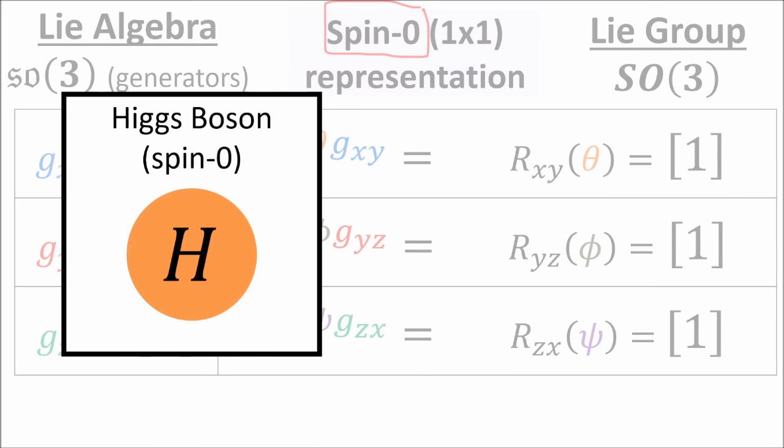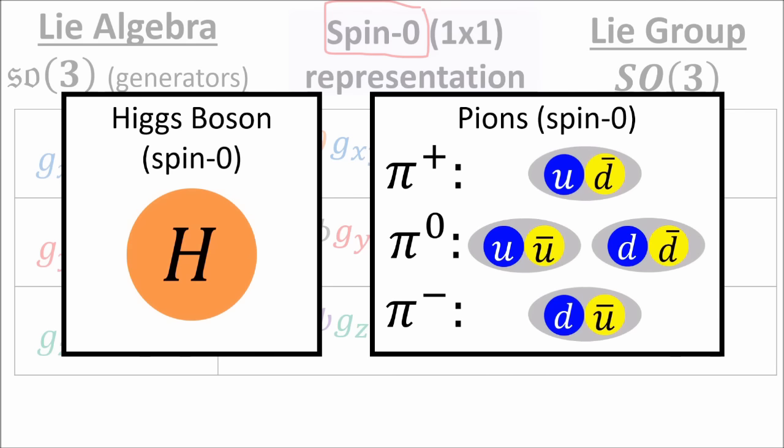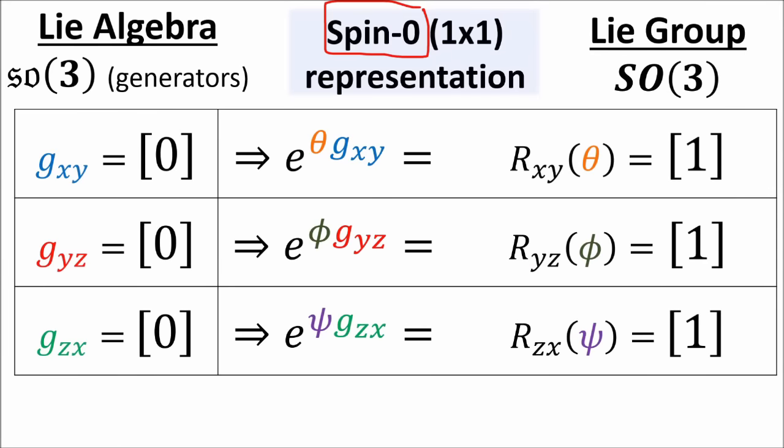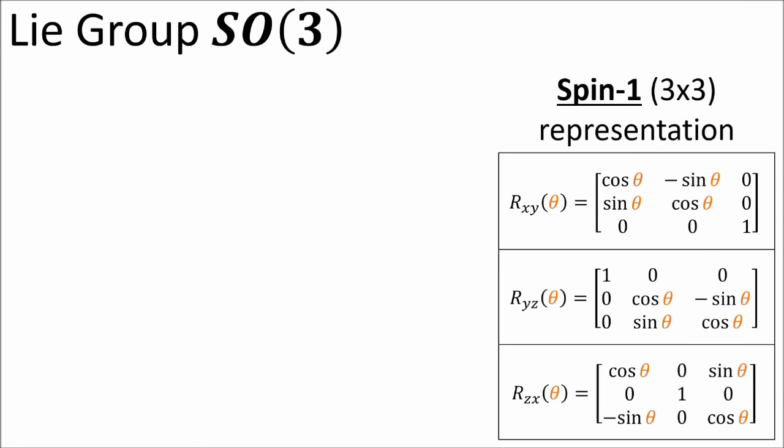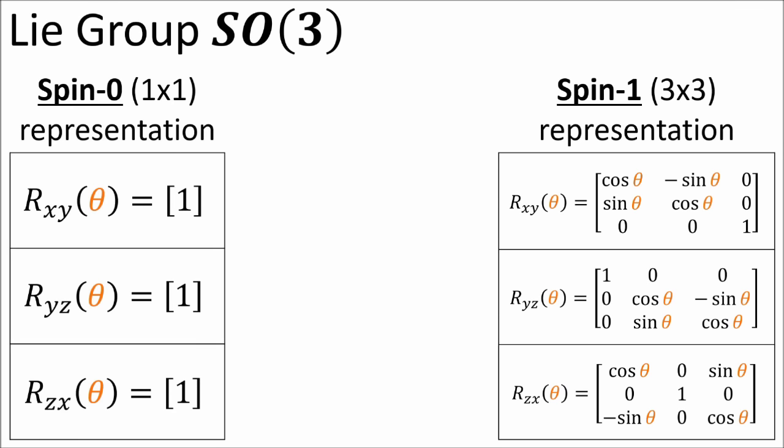The Higgs boson and pi mesons are examples of spin 0 particles. The spin 0 representation is a bit boring, and for this reason we call it the trivial representation of SO3. But it's an important fact to know that spin 0 particles are unaffected by physical rotations. So, for the SO3 Lie group, we know the spin 1 representation, which are 3x3 matrices, and the spin 0 representation, which are 1x1 matrices.